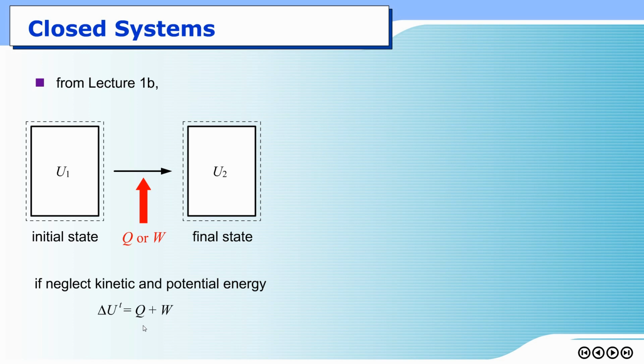Okay, may I remind you that the left hand side of the first law states the change of internal energy within the system, whereas the two terms on the right hand side indicate the amount of energy passing through the system boundaries. Okay?